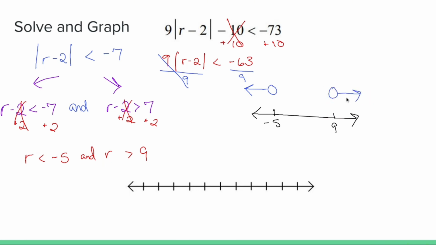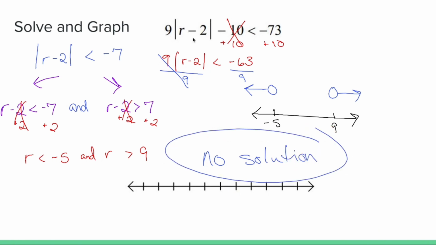Wait a minute. If my answer is supposed to be where these two lines overlap and they don't, that means I have no answer. So the answer for this guy is no solution. There is no number that I can plug into here and get a true statement at all. So that's my guy. Simple.